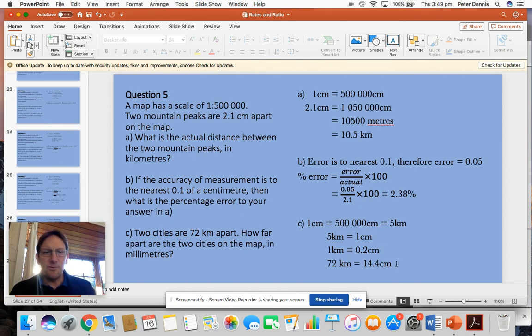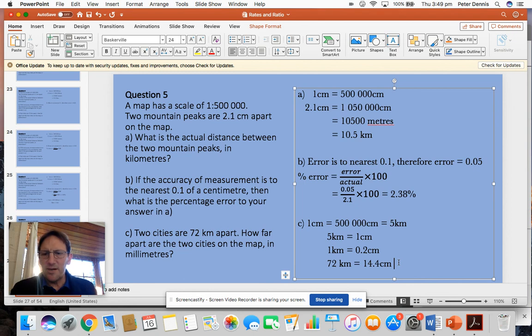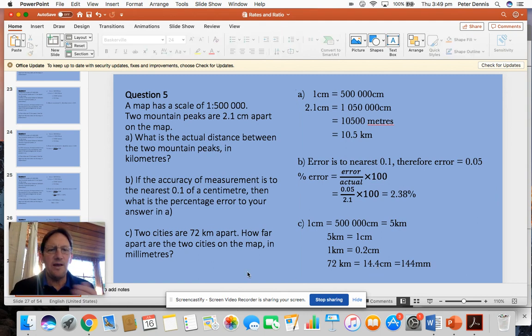We go back and read the question. How far apart are the two cities on the map in millimeters? And we realize that, yes, I have made a mistake. In millimeters, that would be 144 millimeters. So make sure you read the question unlike I did. And that would give you the correct answer. Okay, thanks.